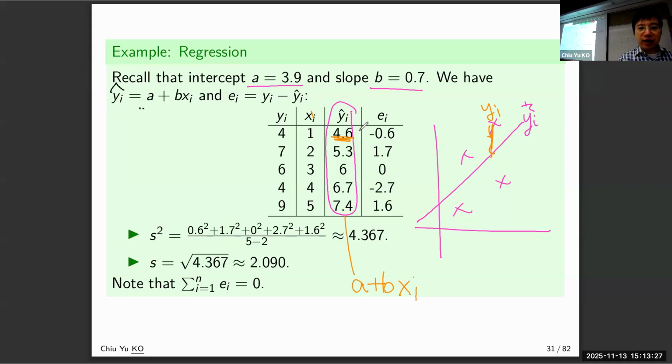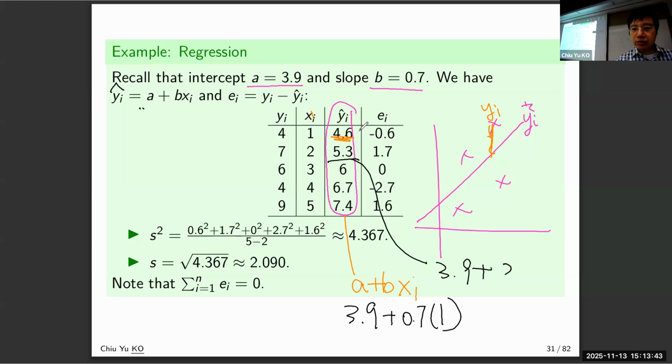So that's how you get this number. A is 3.9, so the first one, 4.6, is 3.9 plus 0.7 times 1. The second one, how do you get this number? 3.9 plus 0.7 times 2, and so on and so forth. So this gives y hat, and you take the difference of these two columns to get the E i. Sorry for the typo, make sure that you correct that.